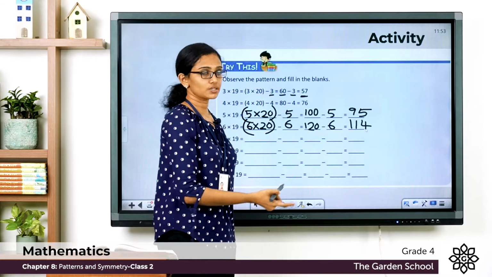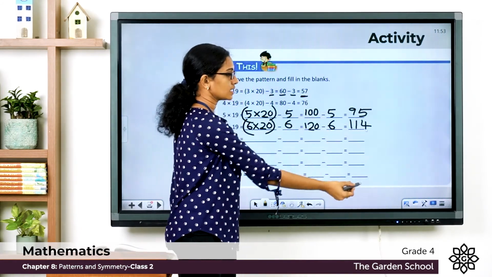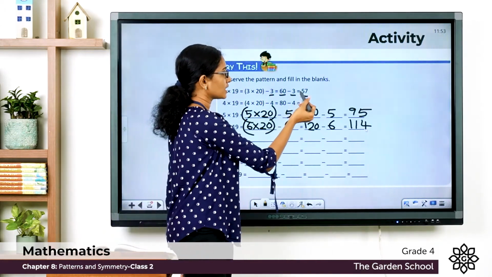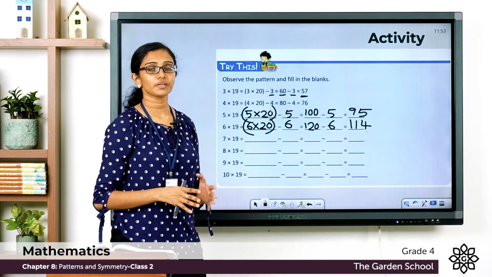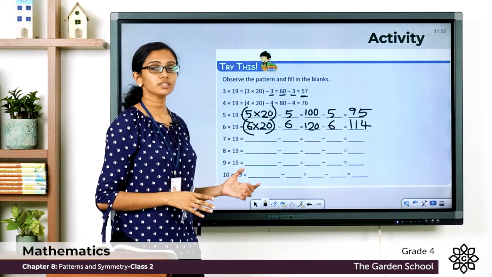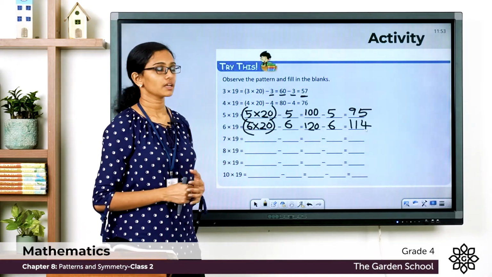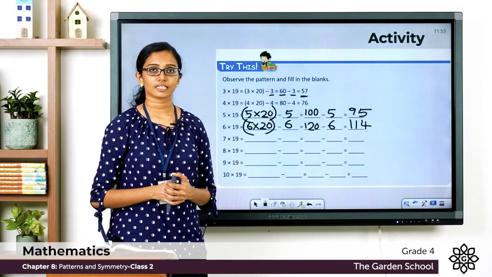And do you see some kind of pattern in the final answers? See the ones digit of the numbers here, 7, 6, 5, 4. The numbers seem to be in a decreasing order. And what about the tens digit? 5, 7, 9, 11. Here the numbers seem to be odd numbers arranged in the increasing order. So it follows a pattern there as well. So you can fill in the next lines yourself. You can do this in your textbook itself.